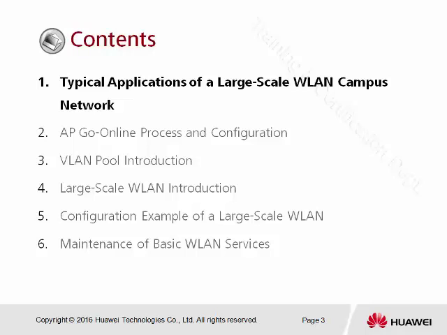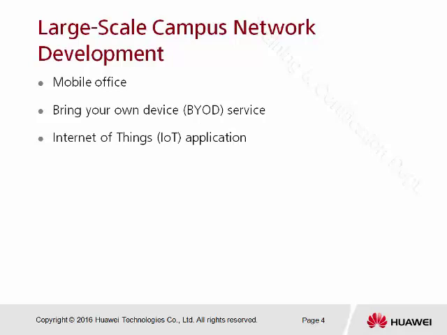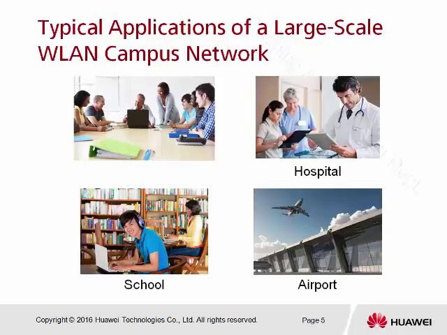So, typical applications of a large-scale WLAN campus network. Most of the WLAN is deployed for the mobile office. Then the next one is BYOD, bring your own device. This allows all the employees and also the clients to use their own devices to access the internet without using the fixed network. And the last one will be the Internet of Things. These are a few of the applications of the large-scale WLAN campus.